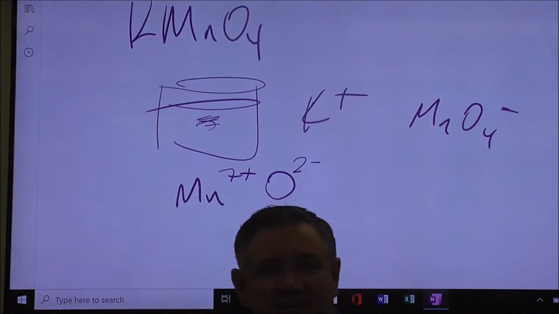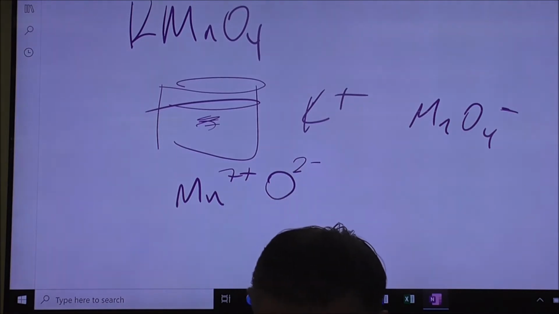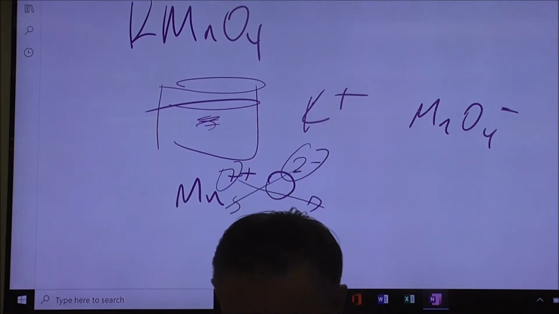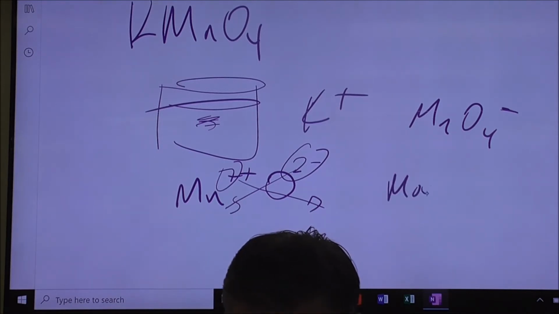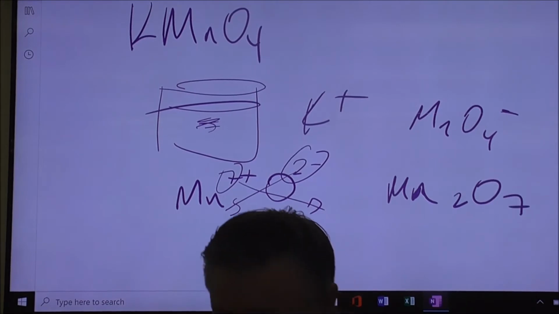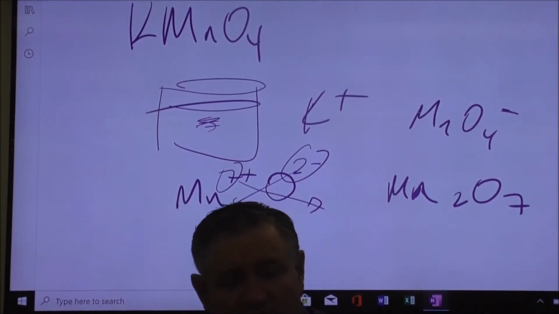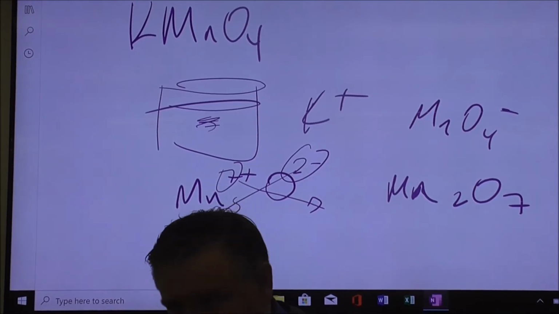Okay? So the easiest way to write this formula is just do that cross step. Take this 2, move it here, take that 7, move that there. And then the formula is going to be Mn2O7. Okay, so when I ask you to write the formula for step 1, that's what I want, Mn2O7.